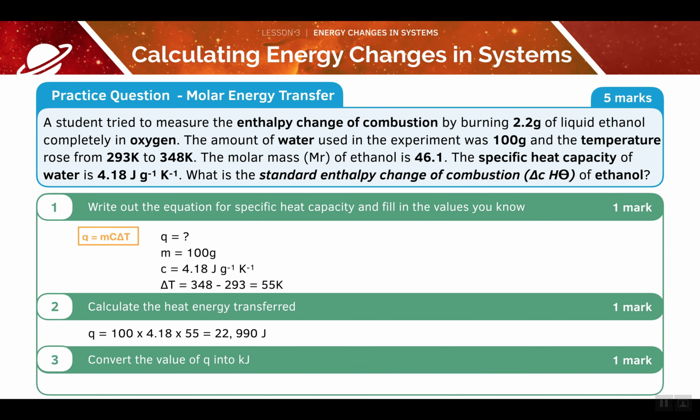Now we can convert the value of Q into kilojoules. So to do this, we simply do 22,990 divided by 1000. So this gives us an answer of 22.9 kilojoules.